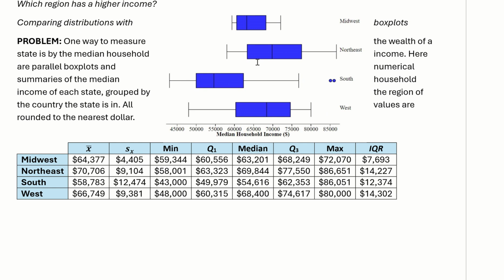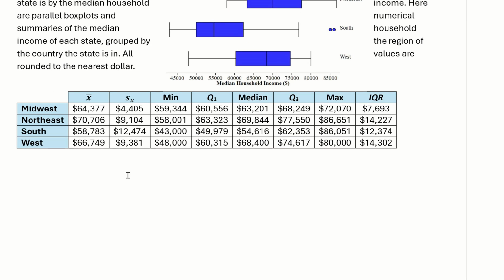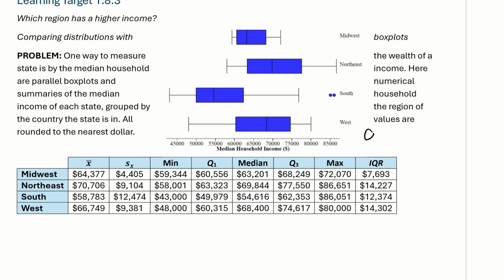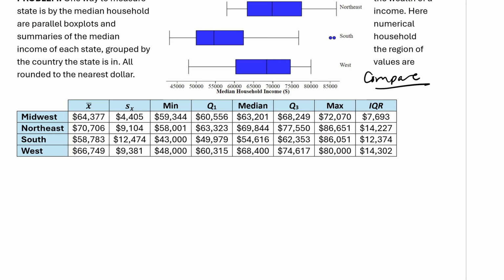Okay, so we got our box plots for four different regions, if you will, or four different parts, right? Grouped by the part of the country the state is in. All right, and we want to compare. It doesn't actually say that here, but they want us to compare. When we compare, we want to use SOX. Okay, so shape, outlier, center, all that stuff. So we got to compare that SOX for all of these.